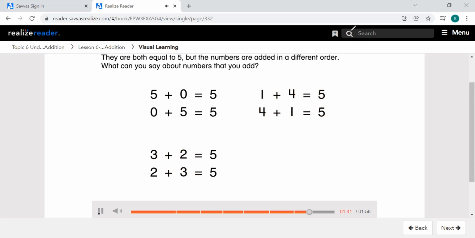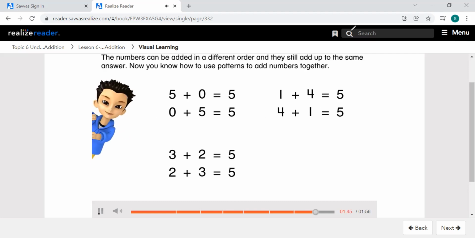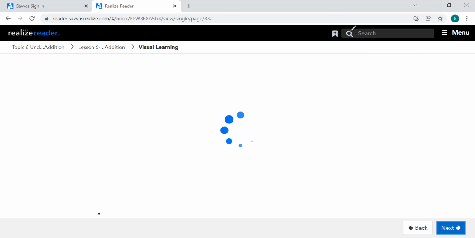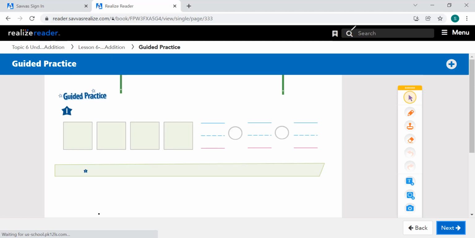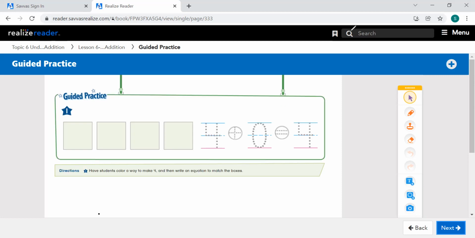What can you say about numbers that you add? The numbers can be in a different order, and they still add up to the same answer. Now you know how to use patterns to add numbers together. All right, let's go to our next page. We're going to the bottom of that second page.